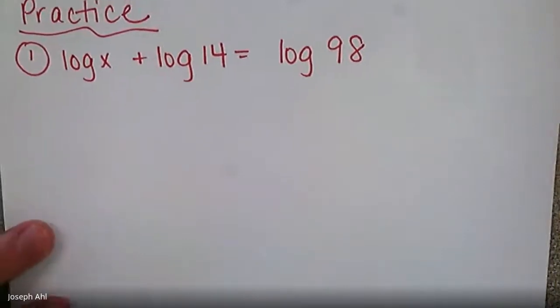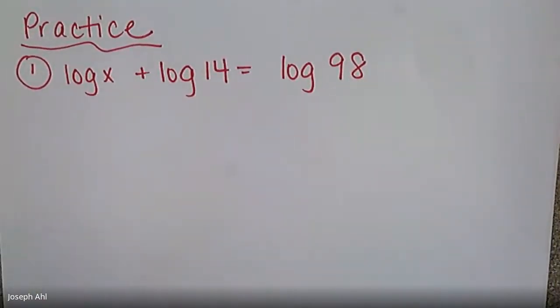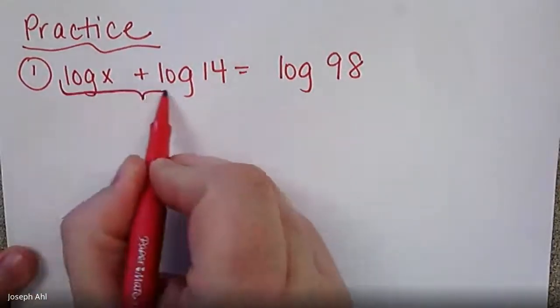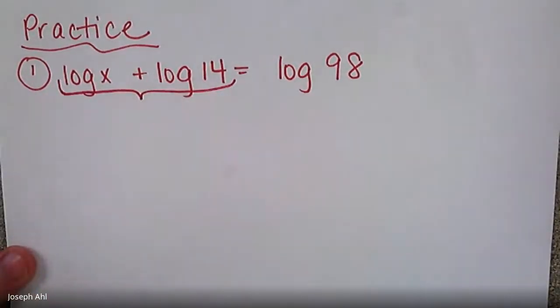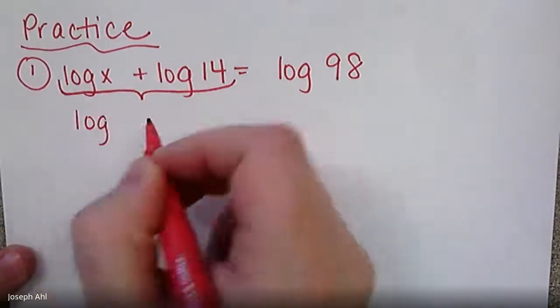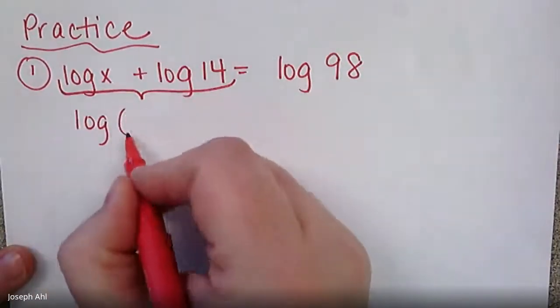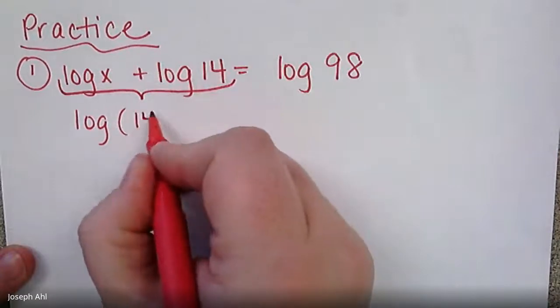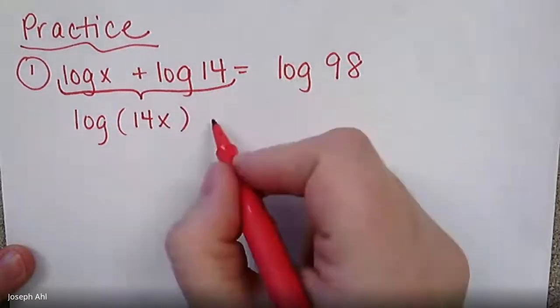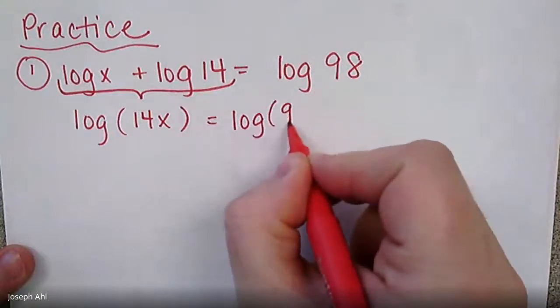The first example we're going to take a look at is log x plus log 14 equals log of 98. Just like I stated in step number one, if you have multiple logs, which we do on the left side, we want to start by condensing those logs. When I see addition, I know that addition condenses to multiplication. So this is going to turn into log of x times 14, which is just nicer if we write it as 14x, and that equals the log of 98.